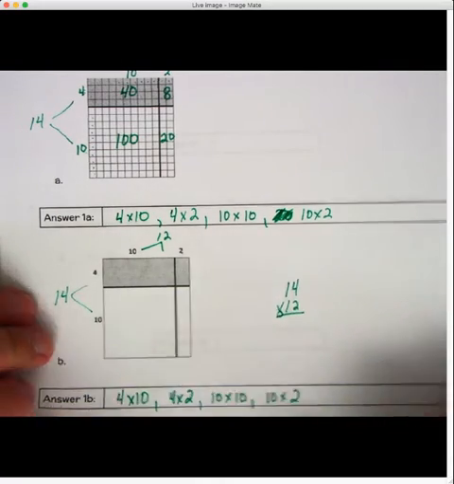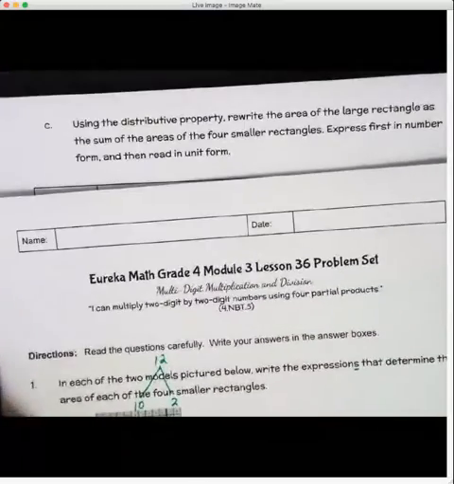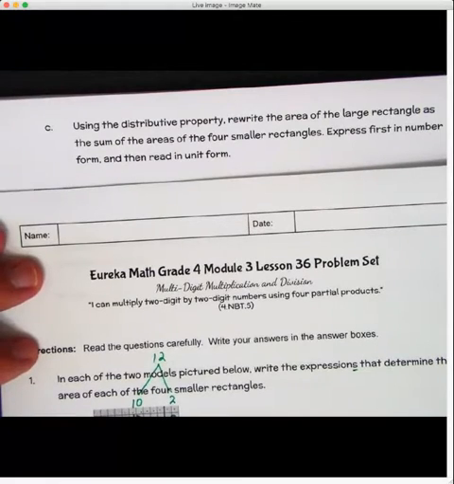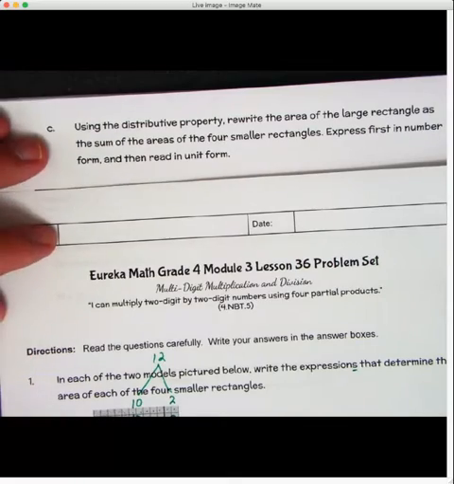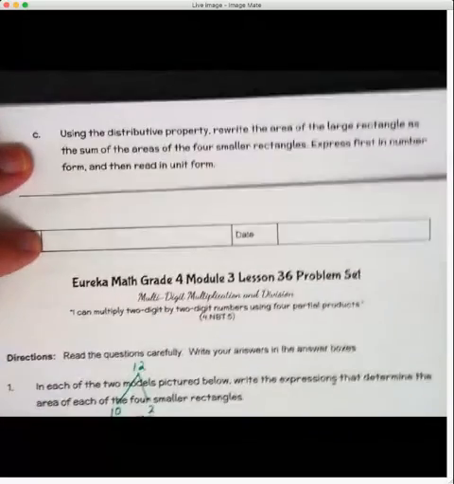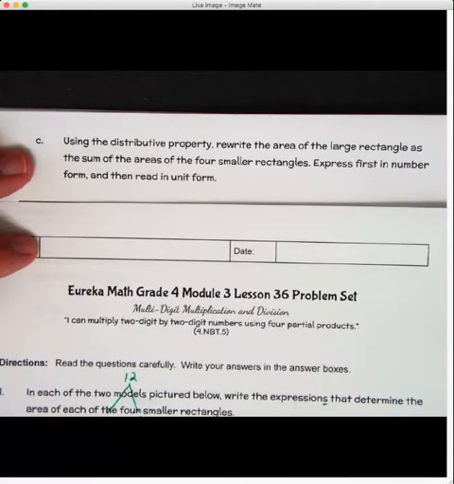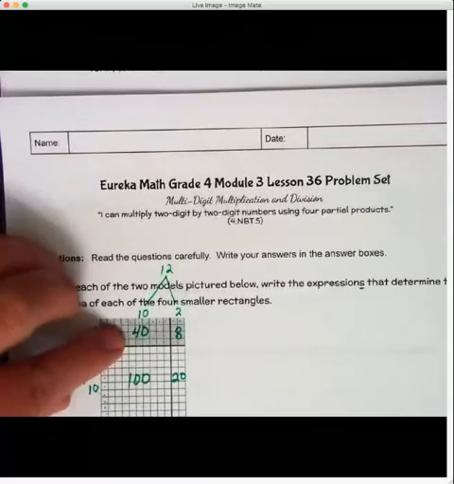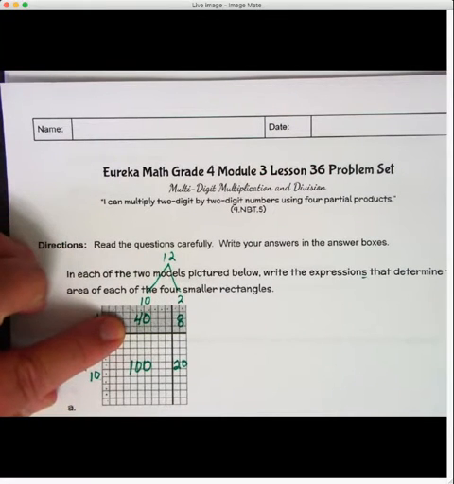Now, part C, I'm going to keep one of these on here so we can see part C. It says, using the distributive property, rewrite the area of the larger rectangle as the sum of the areas of the 4 smaller rectangles. Okay? So what it's wanting us to do is find the area. It's a big fancy way to say find the area of that rectangle. Okay? So we've already got these numbers, the sums of them in number 1.